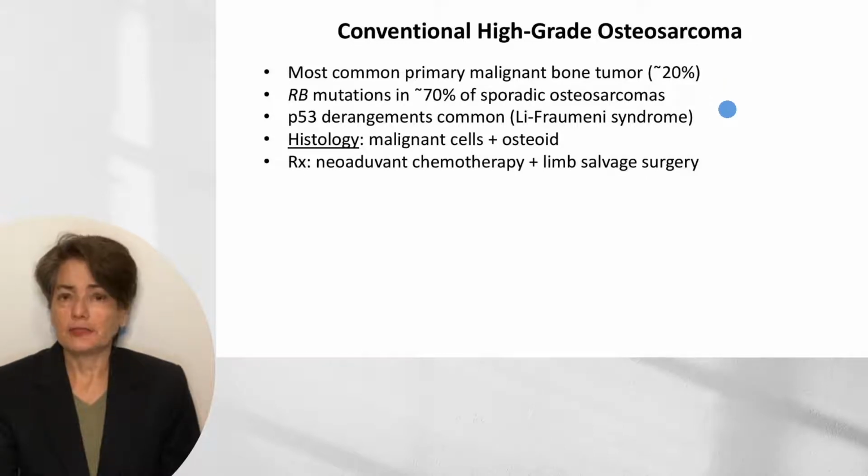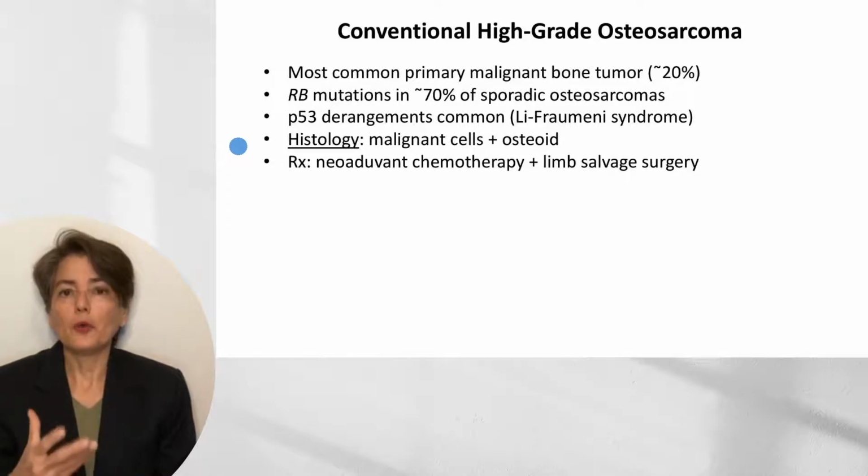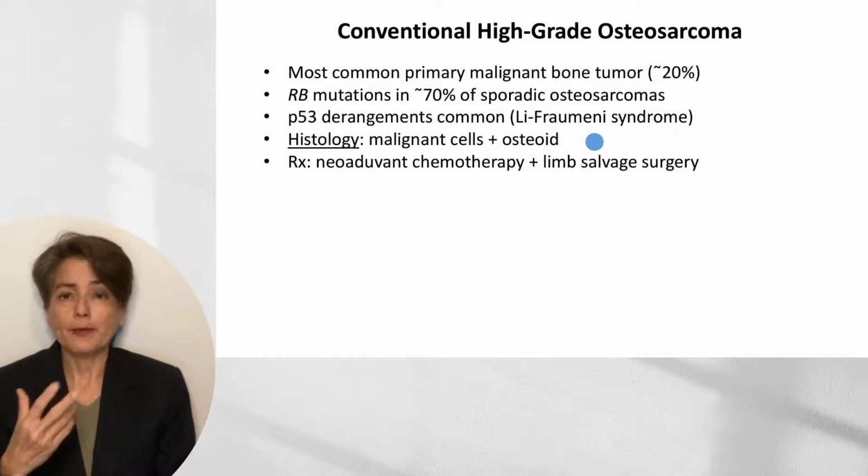RB mutations are seen in about 70% of sporadic osteosarcomas. I have a video just on RB that I can recommend for you to watch. As you recall, TP53 mutations in the germline are seen in Li-Fraumeni syndrome, and these individuals are at increased risk for osteosarcomas. P53 derangements can also be seen in sporadic osteosarcomas, either through epigenetic silencing or through mutation. And histologically, for where you are in your career, all you need to know is that conventional high-grade osteosarcoma is going to be characterized by malignant cells plus osteoid, because they are malignant osteoblasts. What do osteoblasts do? They make bone, so we look for osteoid to make sure that's what the lesion is.